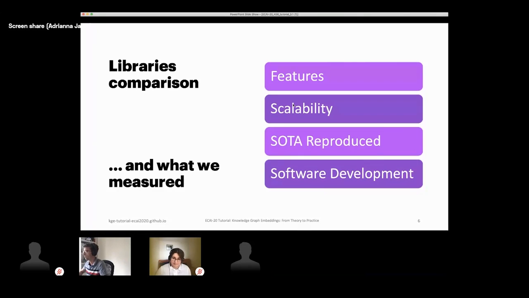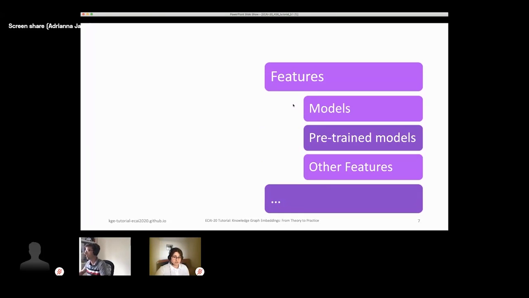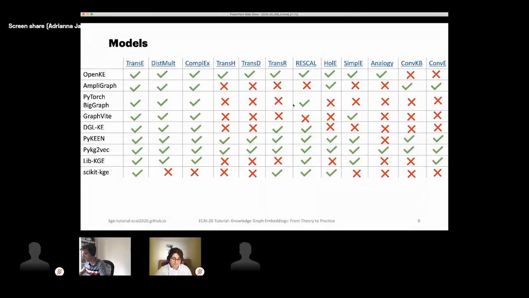Thanks. And then the software development practices. So let's start with features. Here we will look at the models, pre-trained models, and some other add-ons that are offered with the libraries. So at the core of KGE is a model. And as Luca explained before, there is a plethora of models available. And you can also see it here, where we have all the libraries with the models that they contain.